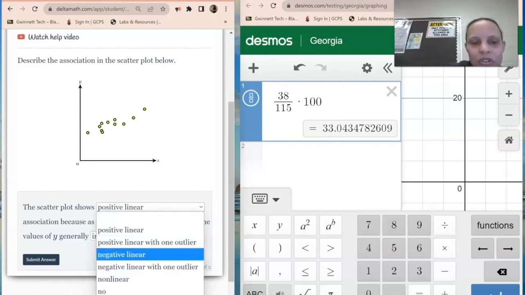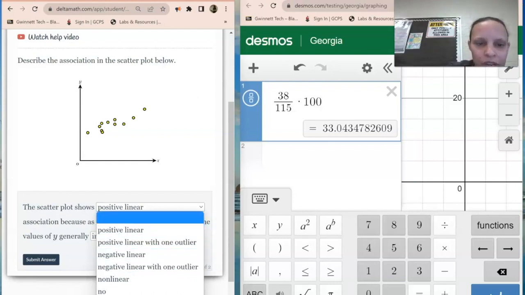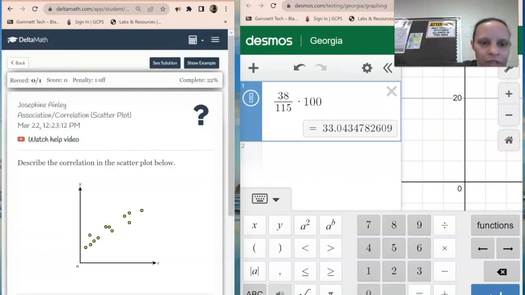And oh, I did not notice. On that last one, it should have been a negative linear with one outlier. Right, because it was that weird one. But here there's no outlier. So actually, I'm going to get this wrong and do it again. Let me find one. Because that was actually a good question.